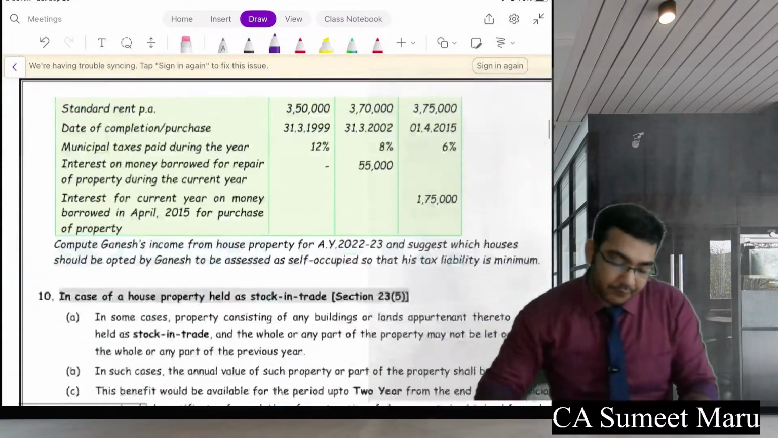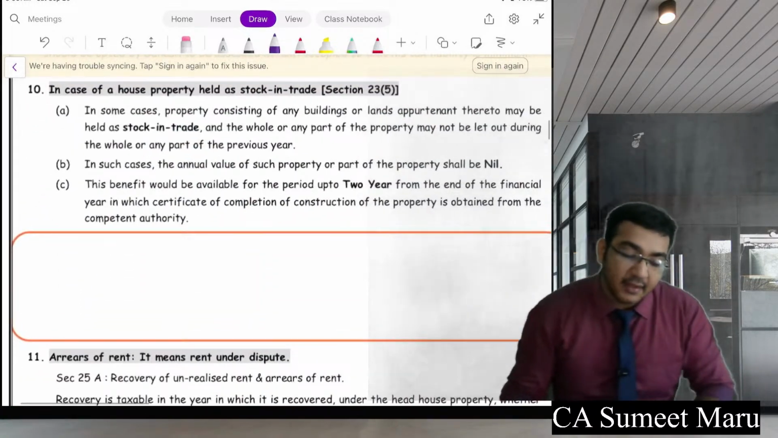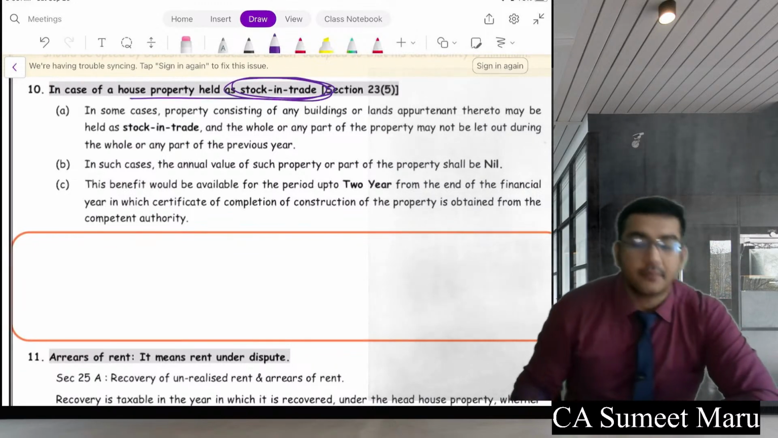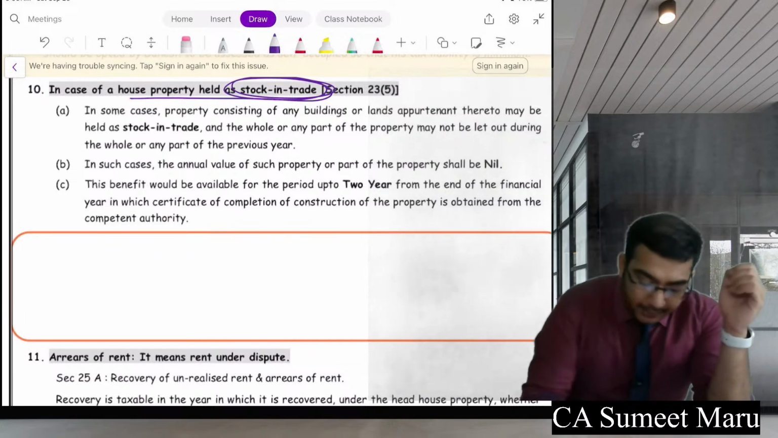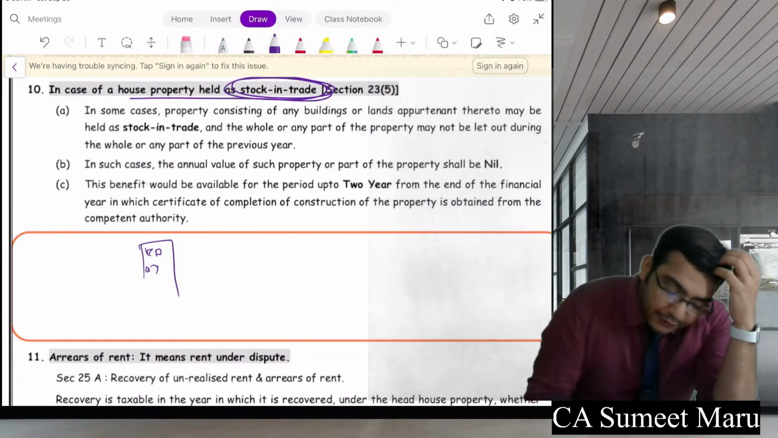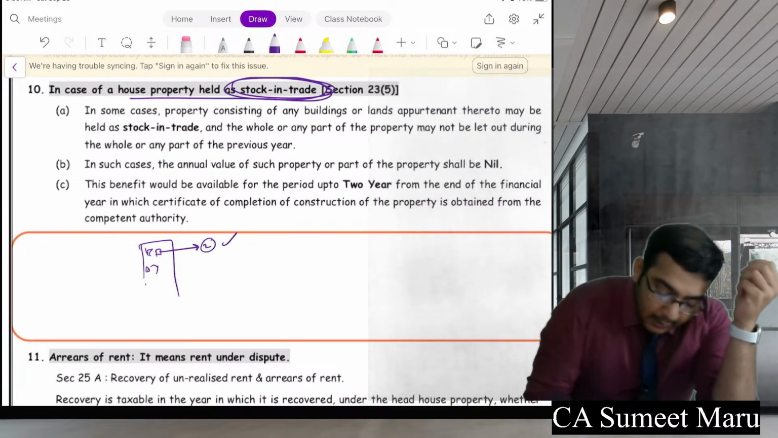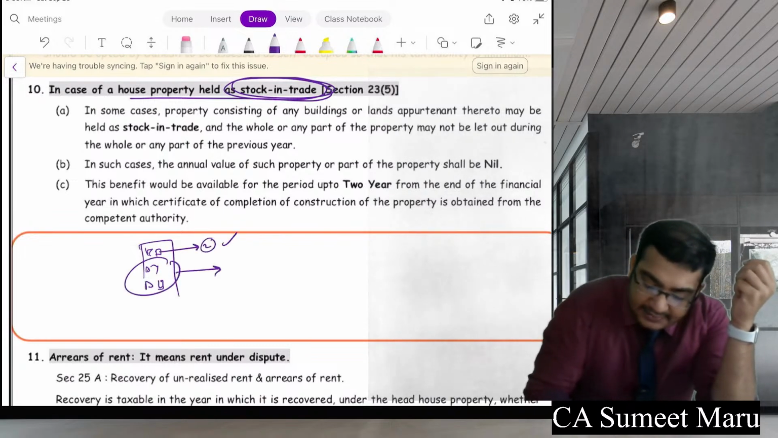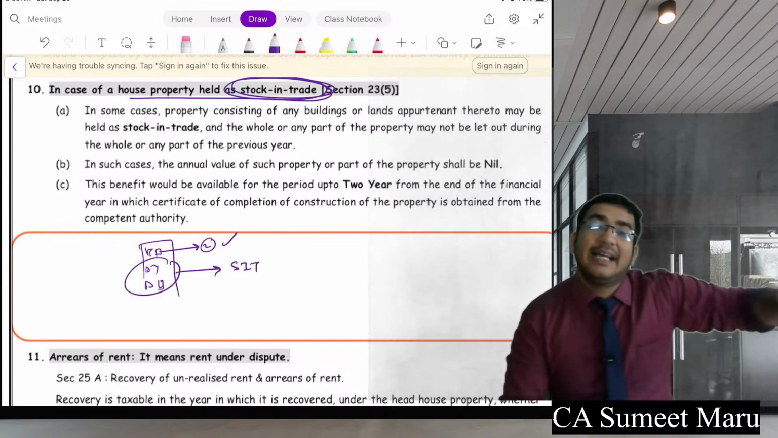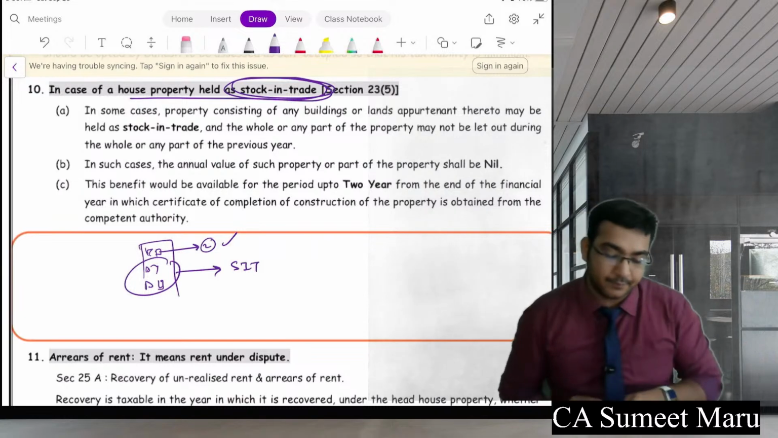Okay. The next case is when a house is held as a stock in trade. मतलब क्या? मतलब there is a builder who has made a building. He has sold 2 houses. The rest 4 houses are his stock in trade. Means his inventory. Means it is lying with him, not sold yet.